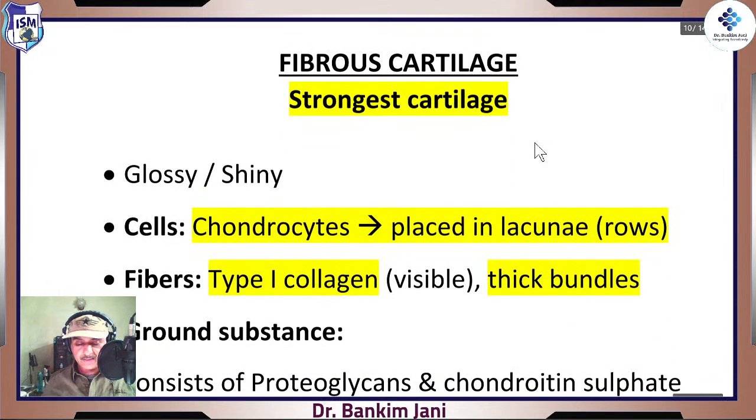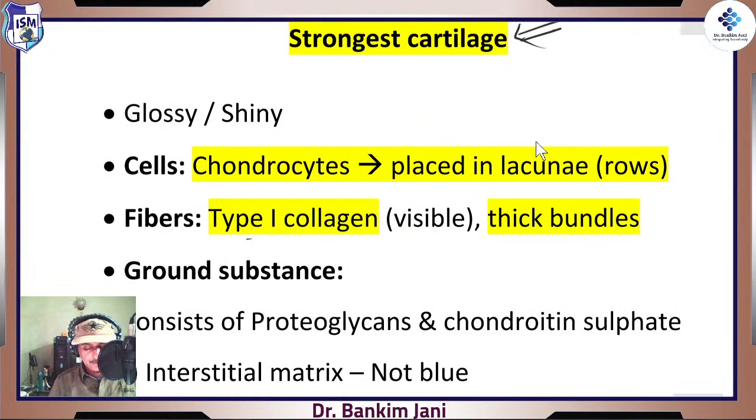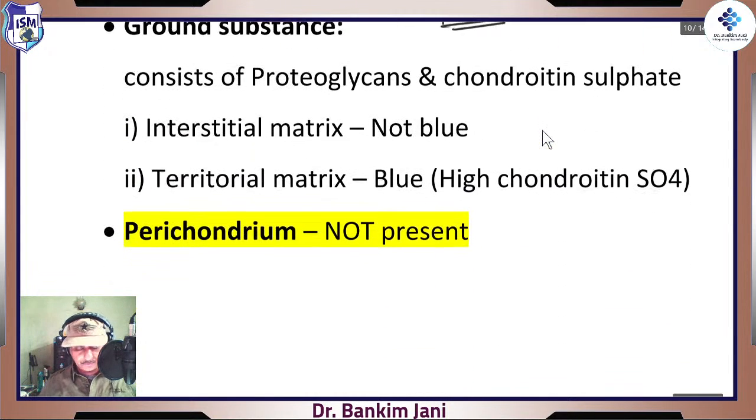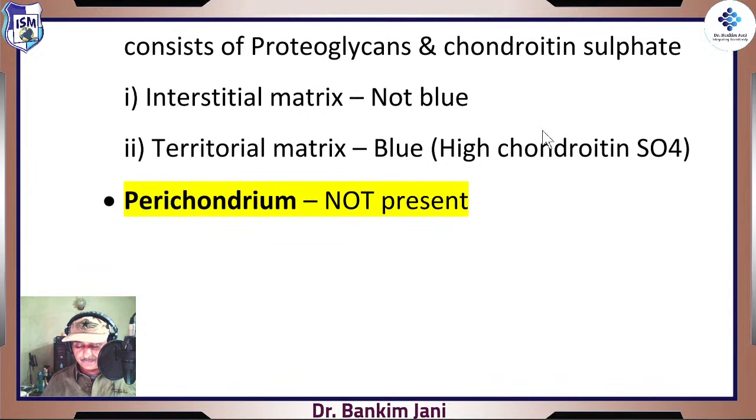Regarding fibrous cartilage, it is the strongest. You just want the strength, glossy, shiny. Chondrocytes are placed in lacunae. Type 1, right? Immediately it must have come to your mind that type 1 means what? Write O-N-E, bone, right? Ground substance, proteoglycans, chondroitin sulfate, interstitial matrix, everything is the same, but perichondrium is not present.